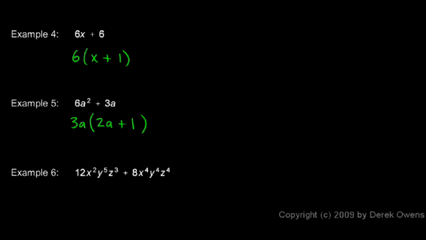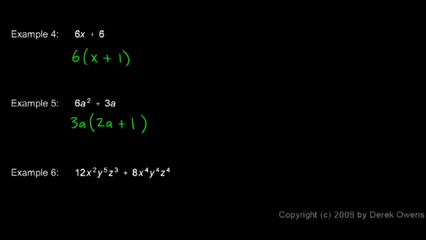It's now factored. These are the two factors, 3a and 2a plus 1. And again, you could think of that as three factors, 3 and a and 2a plus 1. But either way, it's factored. Our original expression is now broken up into pieces that, when multiplied together, will give us that original expression.